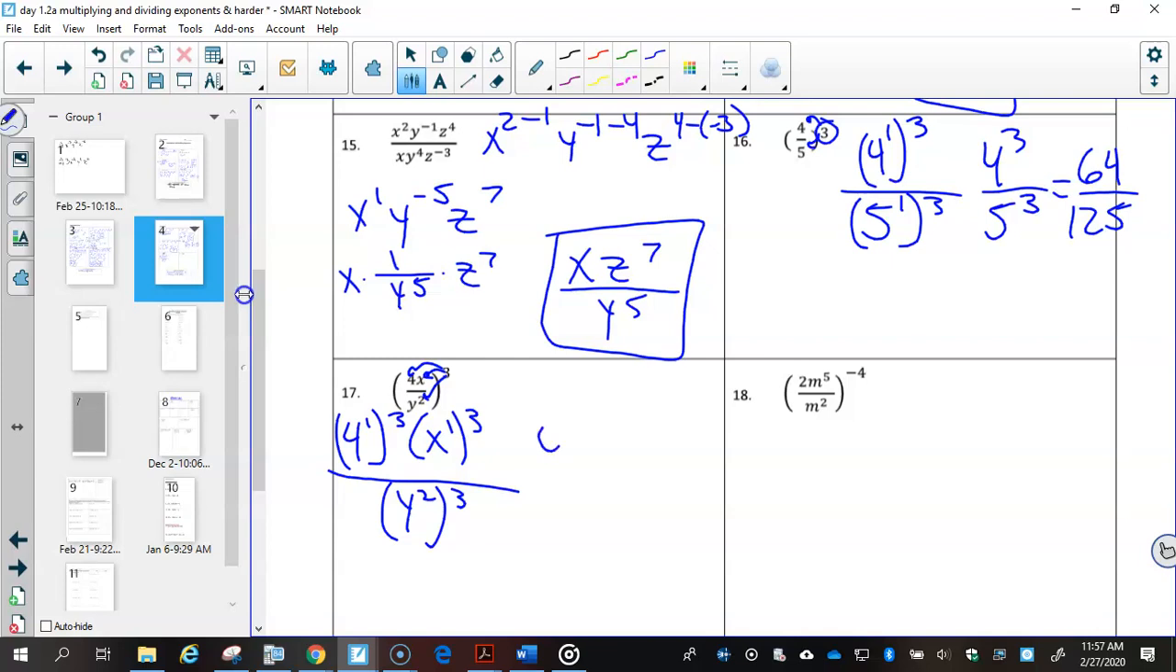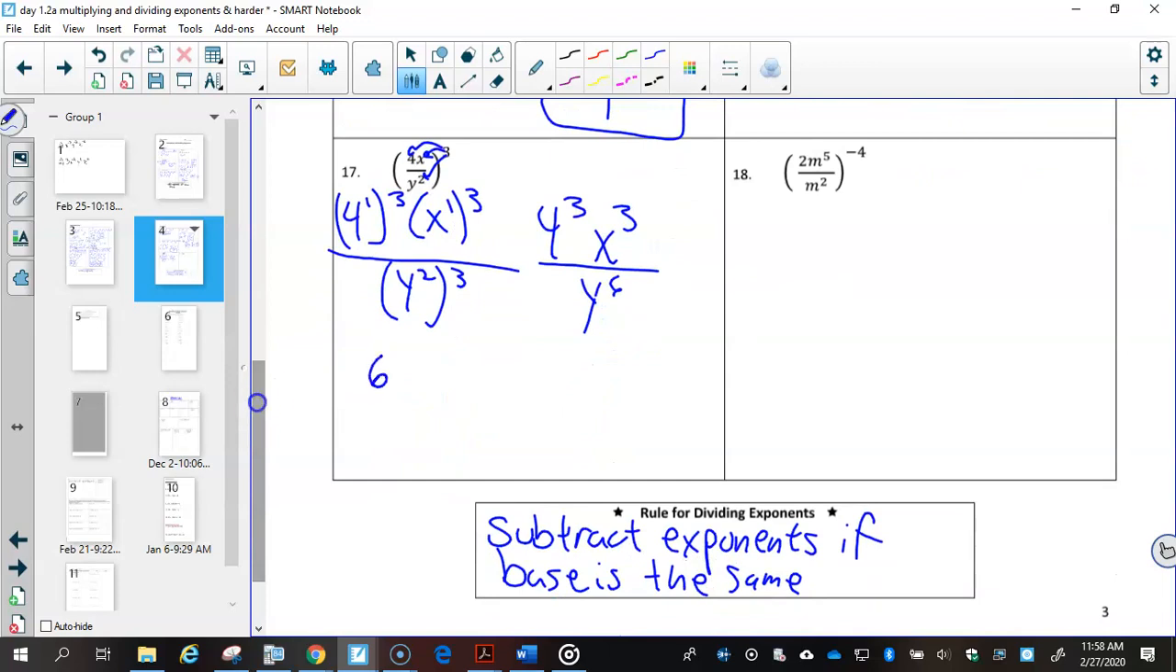Here we have 4 to the third. Here we have x to the third. Y's new exponent would be 6. Do we have any like bases? No, so we can't condense them, but we can do 4 to the third, which we just figured out is 64. So 64x to the third over y to the 6th is our final answer for that one.